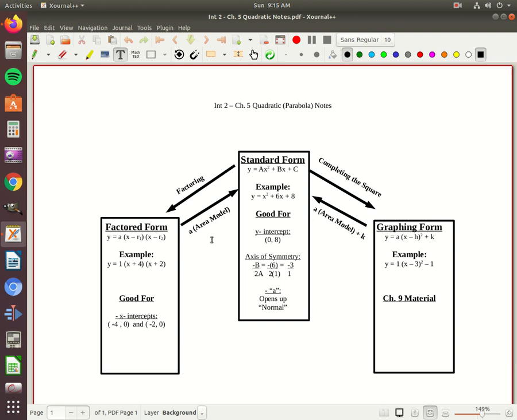This is Integrated 2, Chapter 5, Part 1, Day 4.